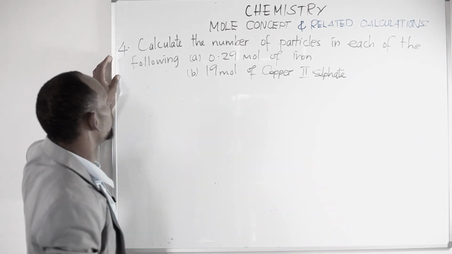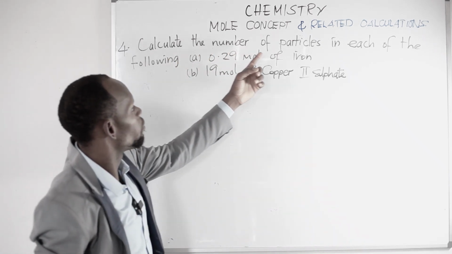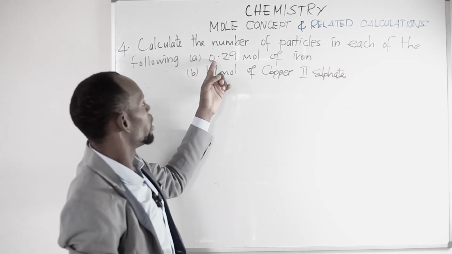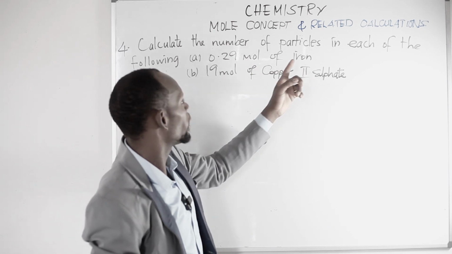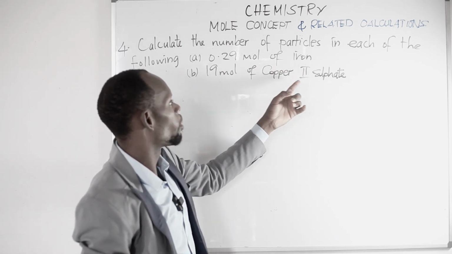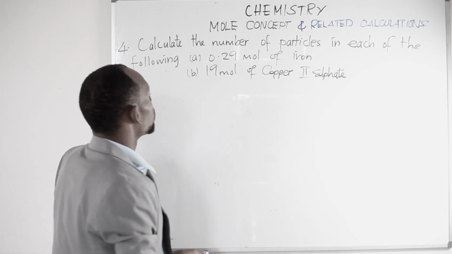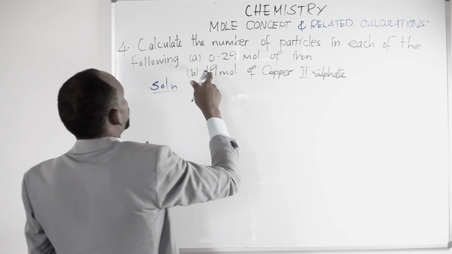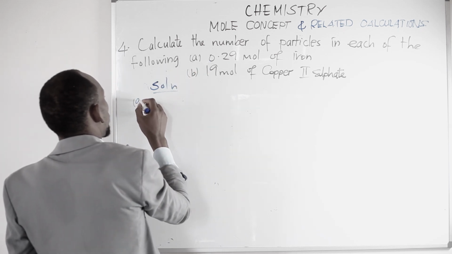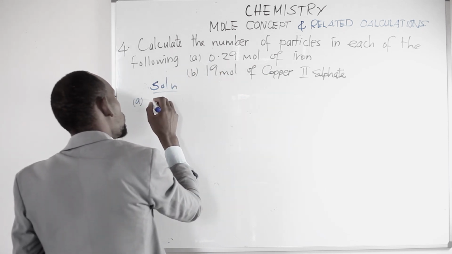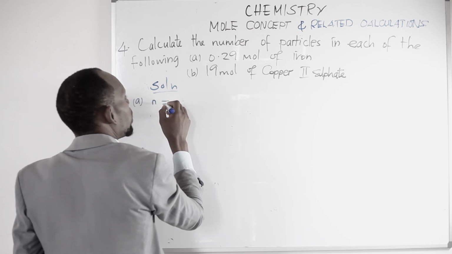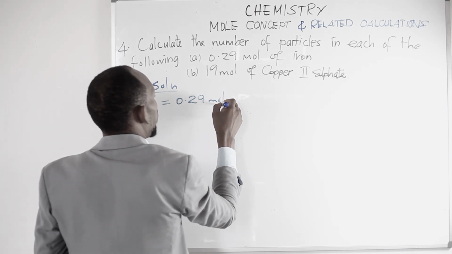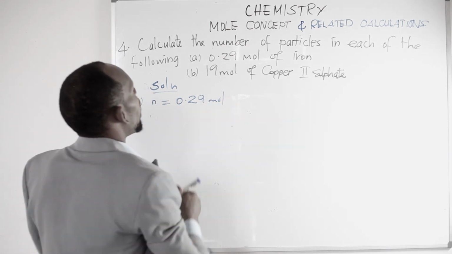Question number 4. Calculate the number of particles in each of the following: A, 0.29 mole of iron, and B, 19 mole of copper(II) sulfate. Solution: look at the data given. For A, you are given the number of moles, small letter n, equals 0.29 mole.